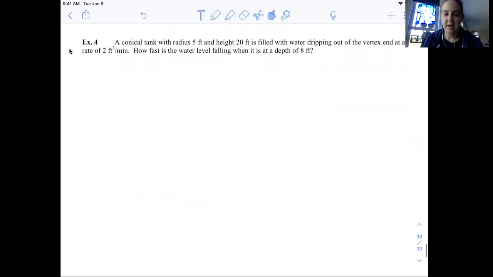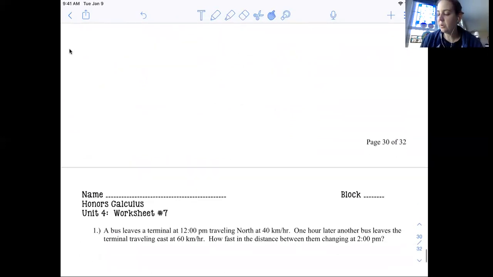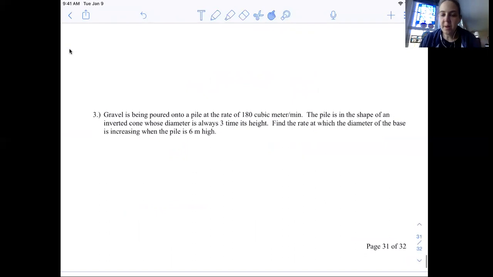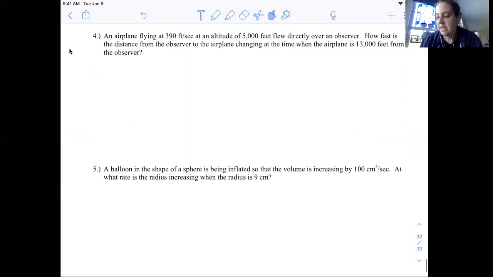Conical tank, we're not going to do those this year. You will be okay. Then we're on to the worksheet. We did the bus yesterday. We did the boat yesterday. The gravel problem, we're not going to do it all. Again, that's a cone. The airplane we did yesterday.